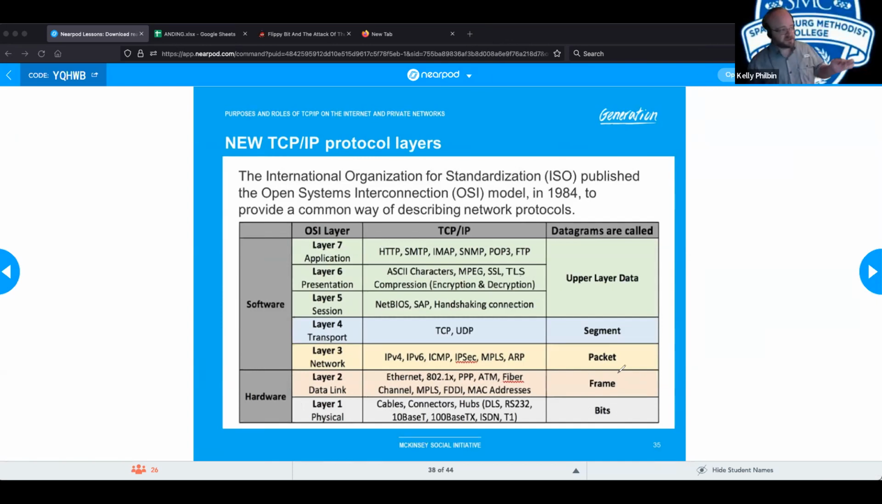Okay. Now this is a really good one to remember, and there's a mnemonic for remembering the order of the layers. Bring it on, Kelly. Bring it on. All right. So starting from layer 1.